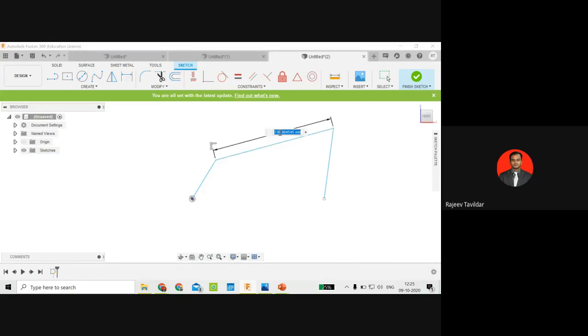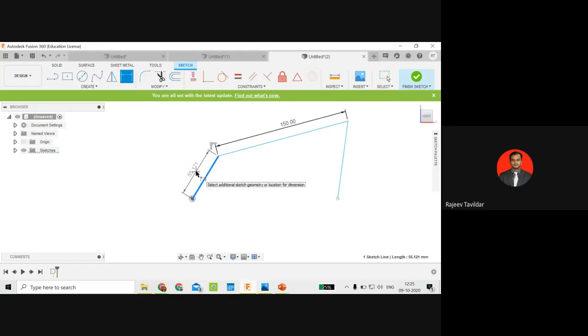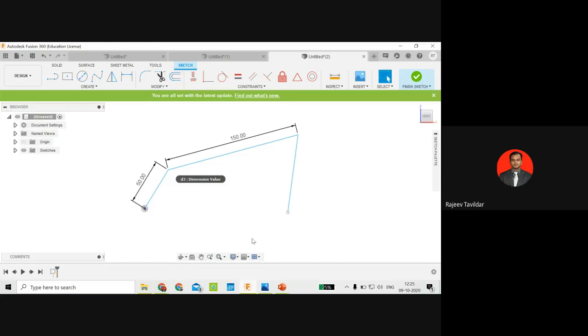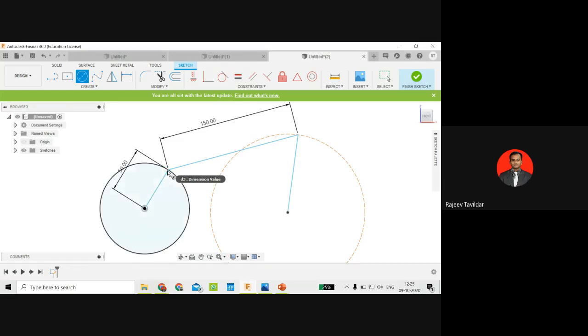This distance, let me make it as 150. So I have these dimensions here. Crank of 50 mm, connecting rod of 150 mm, that is R2 and R3. So this is a general mechanism. Let me draw the extreme left position for this mechanism. I'll just temporarily draw a circle here. I'll draw another circle over here to represent the rotation of the crank.